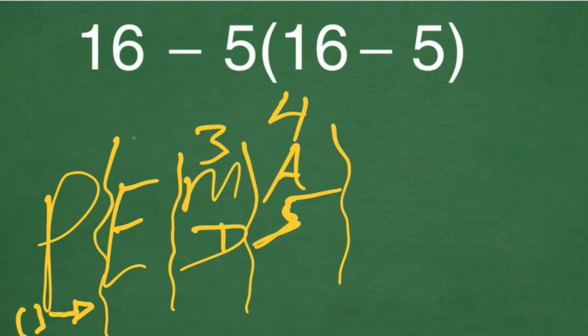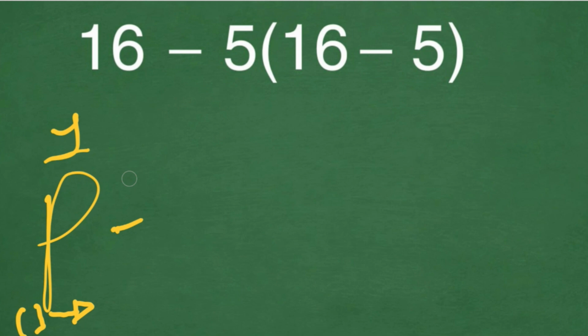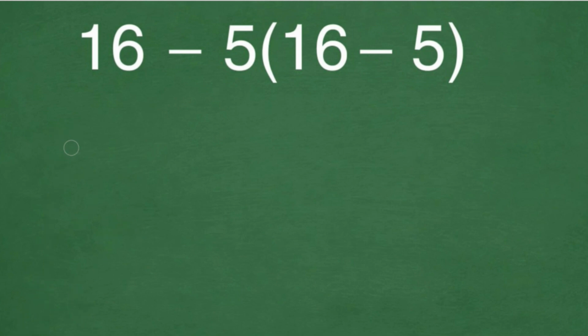So here is their priority. Parentheses is priority number 1, exponent is priority number 2, and multiplication or division is priority number 3, and at last addition or subtraction has priority number 4. So according to this rule, if we solve subtraction before multiplication, that is wrong, right? So we have to solve multiplication before subtraction, going according to the order of operation.